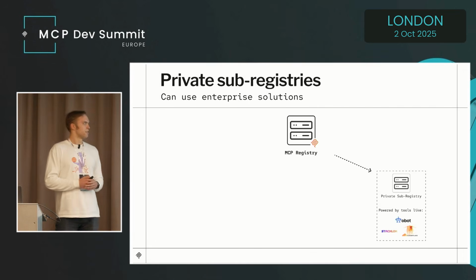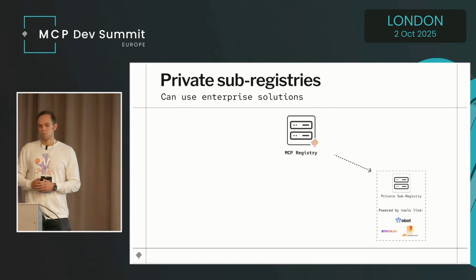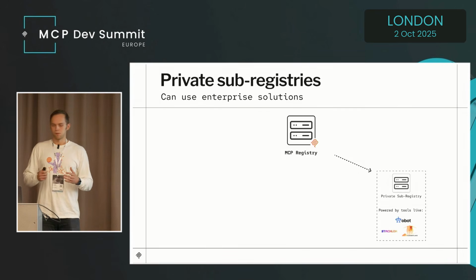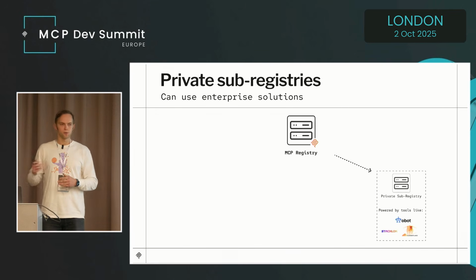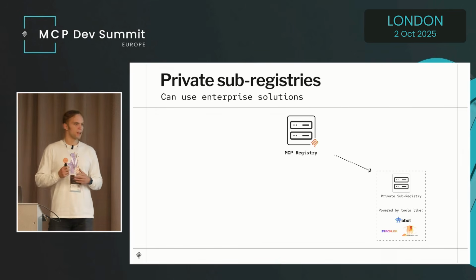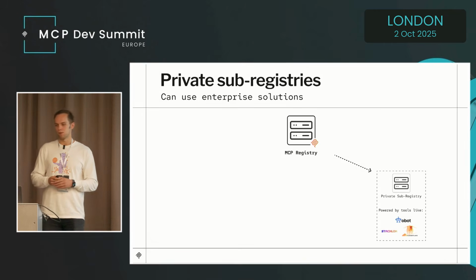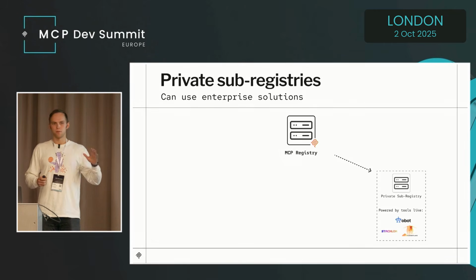Then there's, again, this separate world of private sub-registries that will largely be where the enterprise lives. That ecosystem will be served by a whole different set of products and tools like ToolHive from Stacklok or OBOD or Cloudflare's MCP server portals. There's a whole world there being built as well, and that's separate from all this public stuff that I was talking about on the other slide.